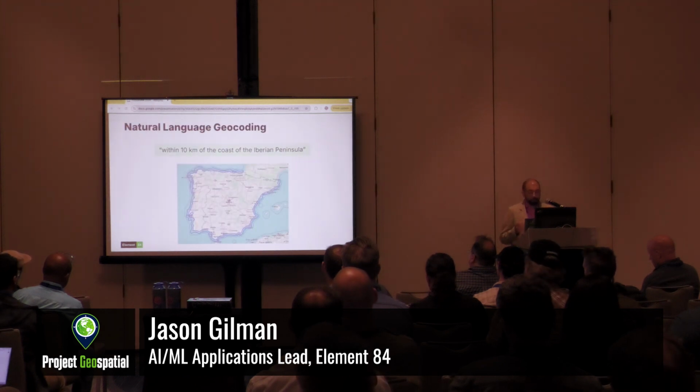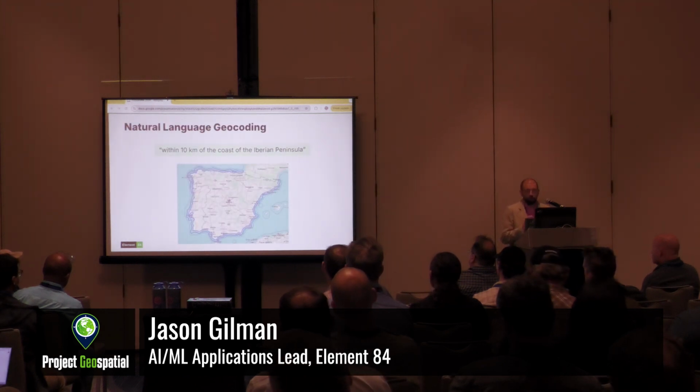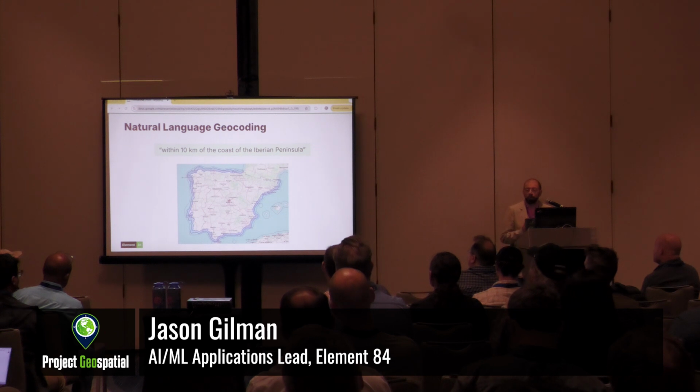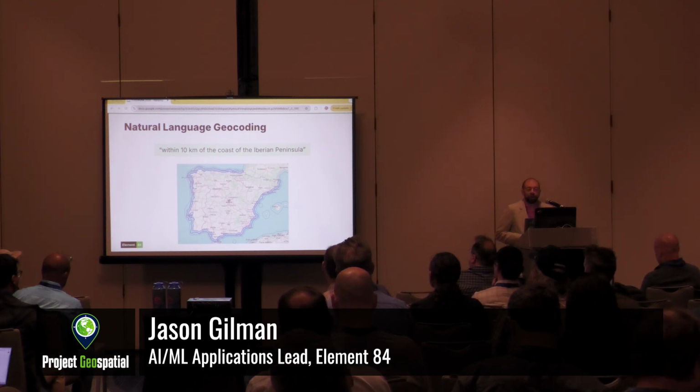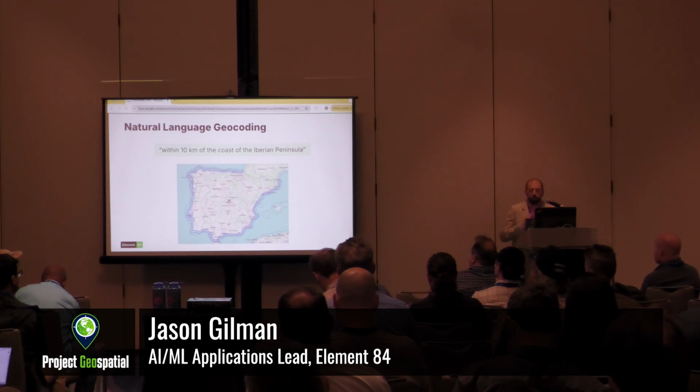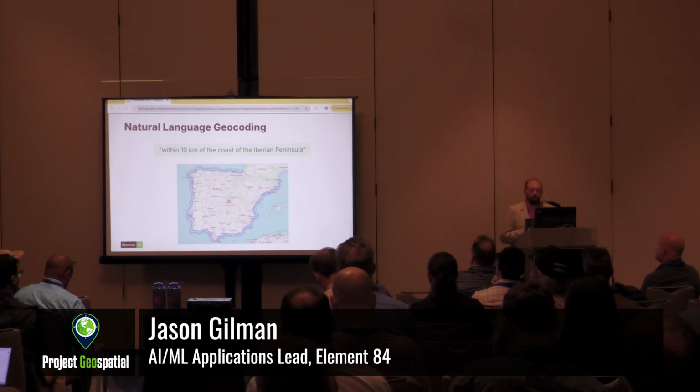All right, so natural language geocoding is an example of a feature that we built based on the idea of data extraction. Natural language geocoding is something that Element 84 invented, where we can take a natural language description of a spatial area on the Earth. And this is really important. Every question that's going to be geospatial related is going to have some form of this, whether it's just a city name or something more complicated than that.